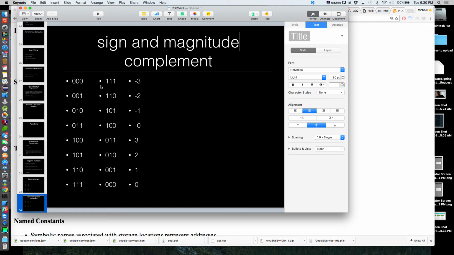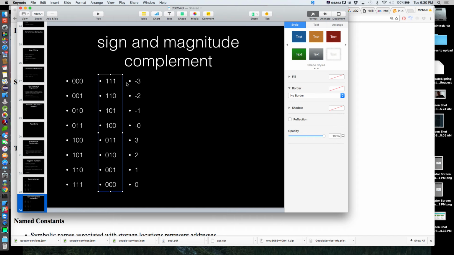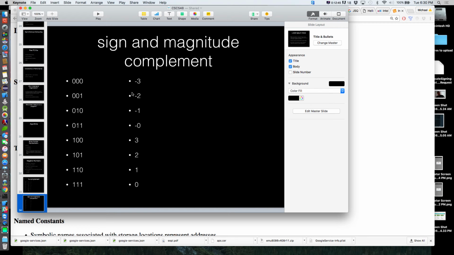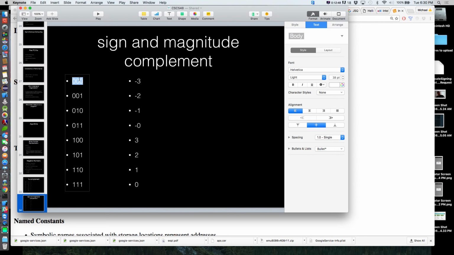Okay, so sign and magnitude. Let's dump this guy. So we're going to have all of our 0, 0, 0, 1, 1, 0. Okay, so we're going to just steal these values here and paste them here and change all of these guys to ones.